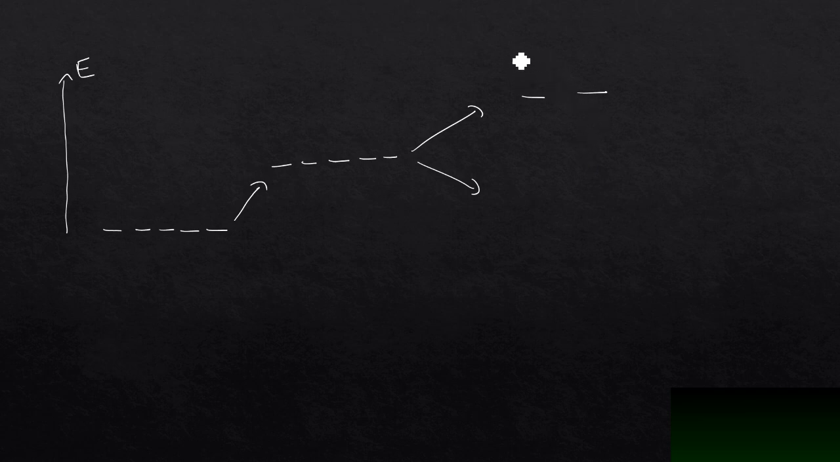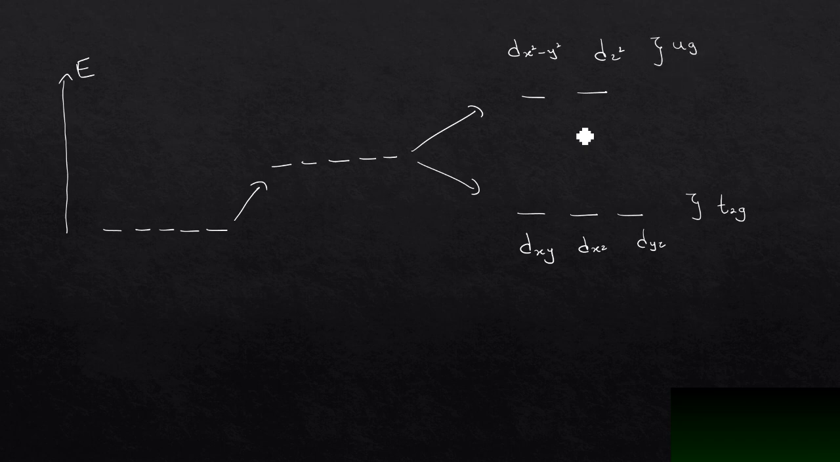If I ask which orbitals, they are dx squared minus y squared and dz squared. And there are 3 orbitals which are dxy, dxz and dyz. We call these orbitals the t2g orbitals and those orbitals the eg orbitals. So there are some small things you need to understand about this particular energy diagram.